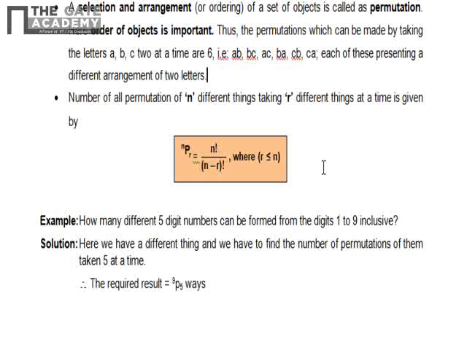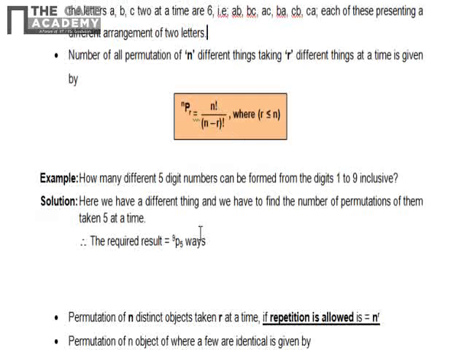Now, the number of all permutations of n different things taken r at a time, where n is always greater than or equal to r. The formula is nPr is equal to n factorial upon (n minus r) factorial, where r is less than or equal to n. r can never be greater than n, because if r is greater, then n minus r will be negative, and for negative numbers factorials are not defined. So this is a very important formula.